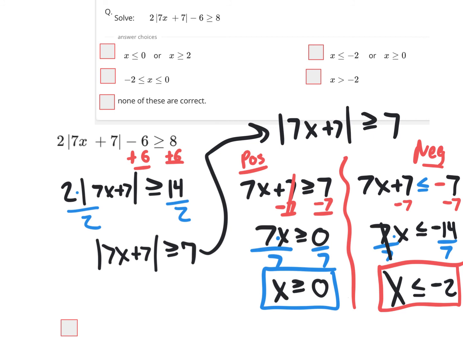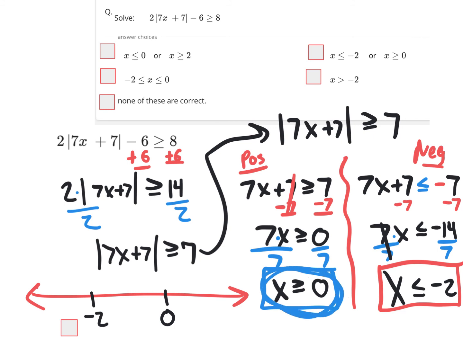I want to do it right here in red. Here's my number line. We have the smaller number, -2, on the left side, the bigger number, 0, on the right side. And let's go with the x is greater than or equal to 0. Greater than is to the right. And if we go with this one, x is less than or equal to -2, less than is to the left. So the areas are apart, which means that it does need the word or right between them.